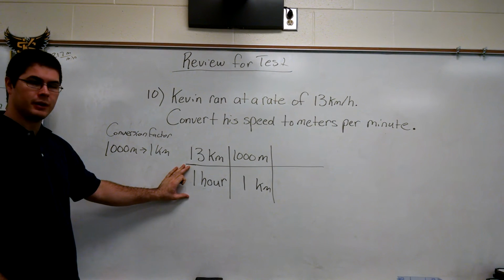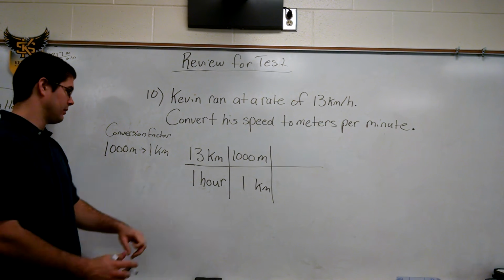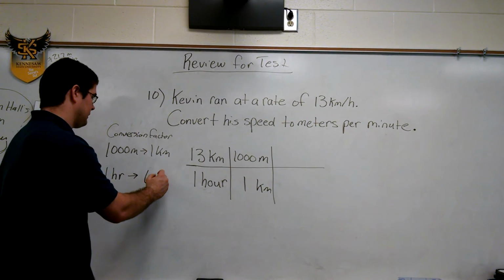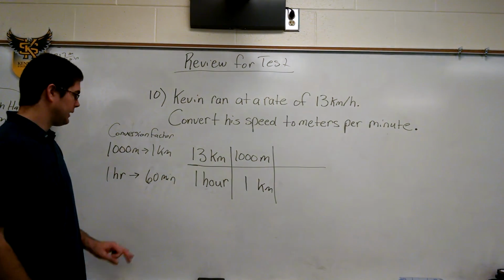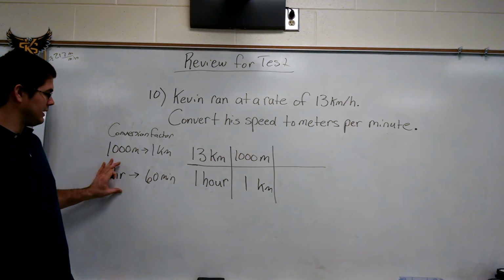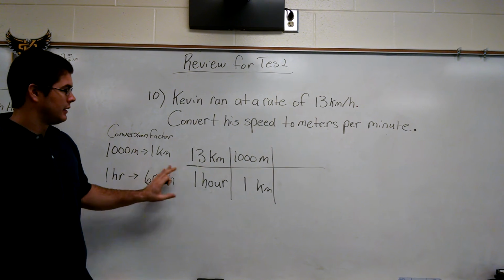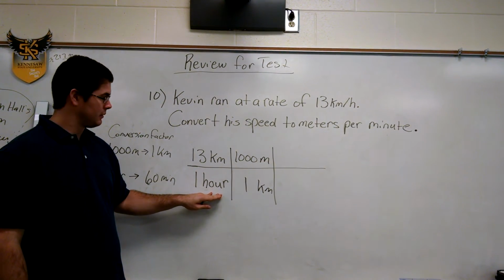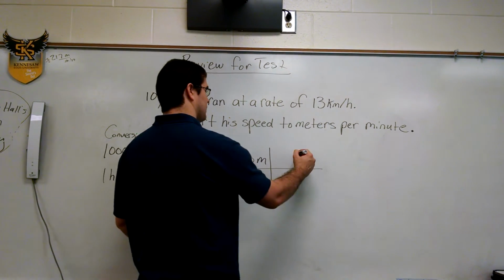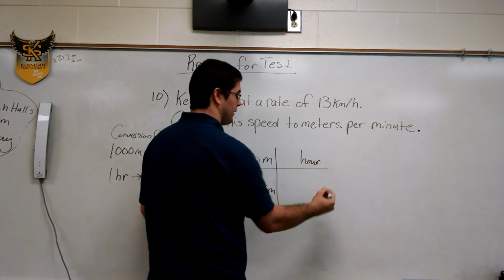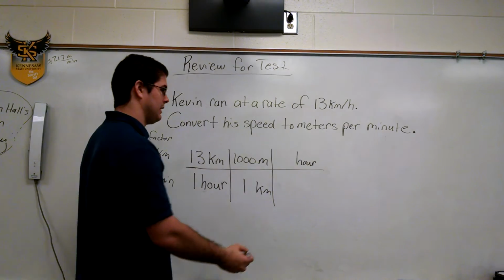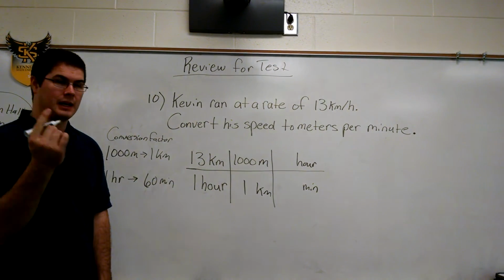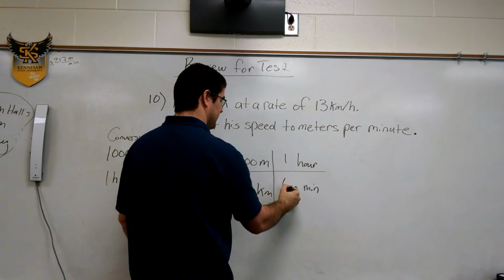All right, so now I'm going to convert the hours to minutes. Well, we know that 1 hour is 60 minutes. Again, this is a conversion factor, so I'm going to use this and put it here. Since I need to cancel my hours, and my hours are on the bottom, I need to make sure I put my hours on the top here, and my minutes on the bottom. Again, I know 1 hour equals 60 minutes.